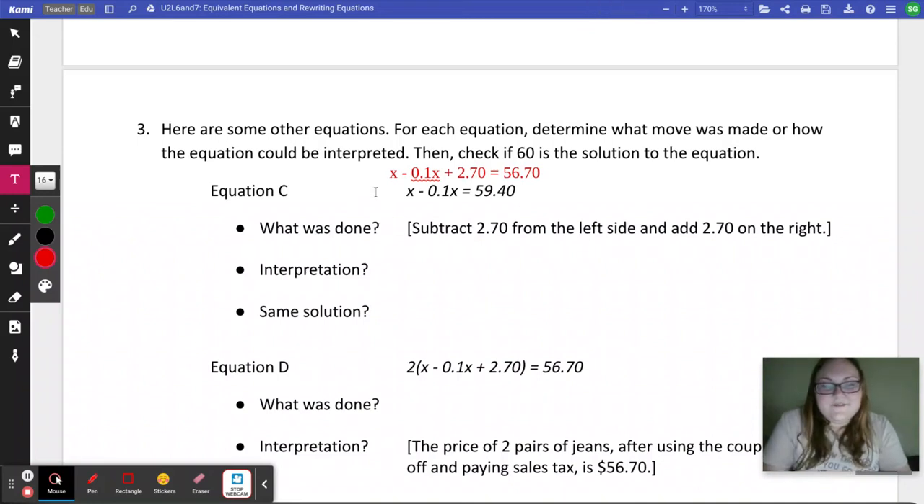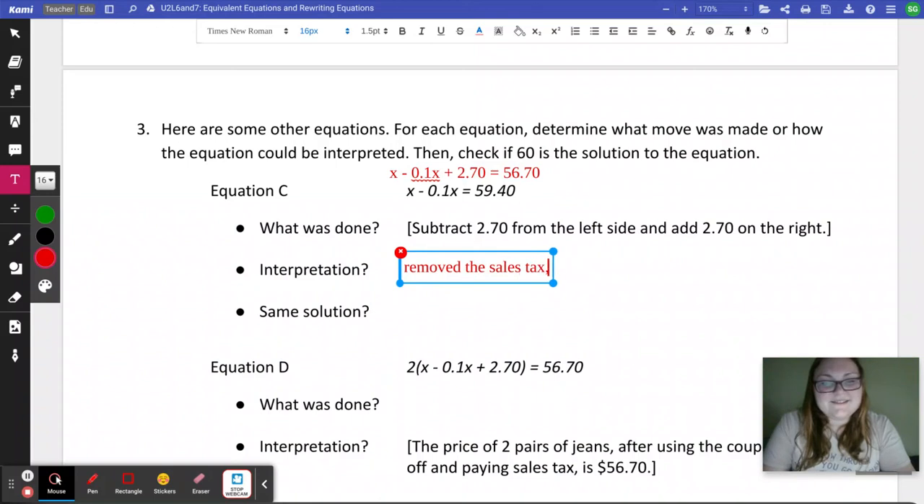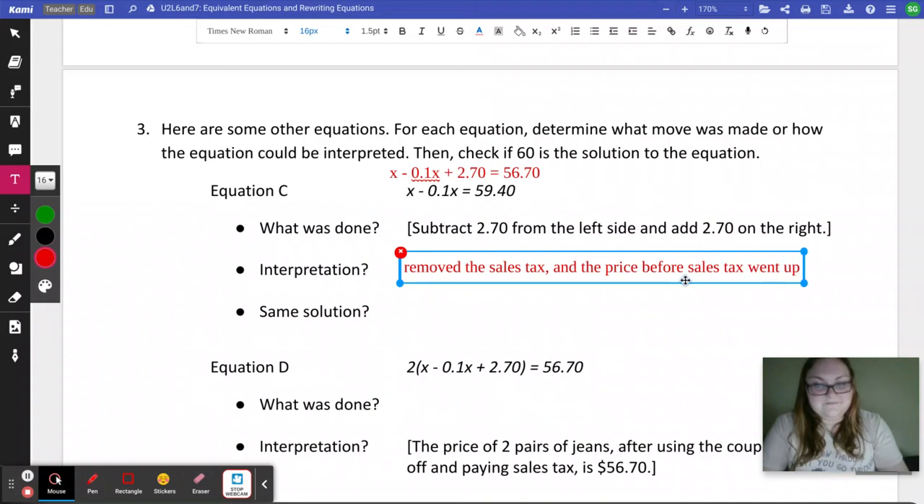Alrighty. So for this first part here, I gave you the answer. To get that second equation, I subtracted 270 from the left side, and I added it to the right side. Now let's think about that. That's taking away the sales tax on the left side. We saw earlier, if you take away the sales tax, then that amount you're paying before sales tax should go down, not up. So if we're interpreting this here, I could say maybe like I removed the sales tax and the price before sales tax went up.